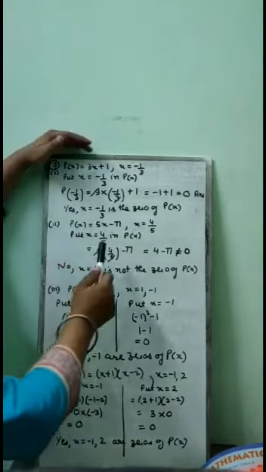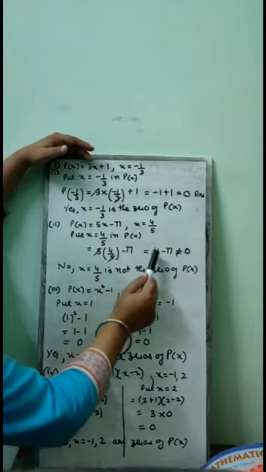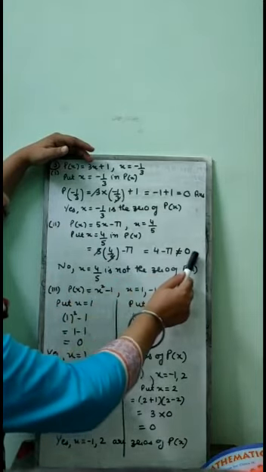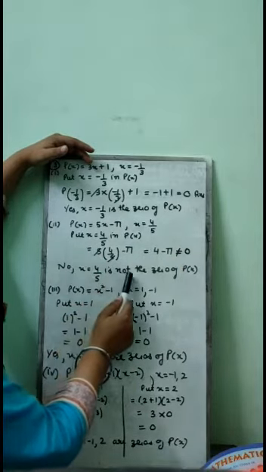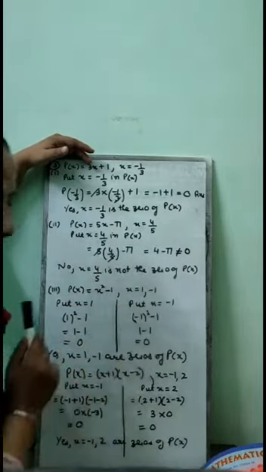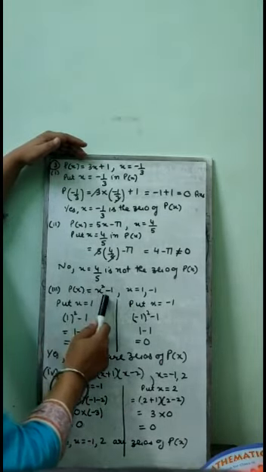You will get 5 into 4 by 5 minus 5. 5 and 5 are cancelled. Your answer is 4 minus 5, that is not equal to 0. So we will write no, x is equal to 4 by 5 is not the zero of p(x). Clear? See the third part. p(x) is x square minus 1.